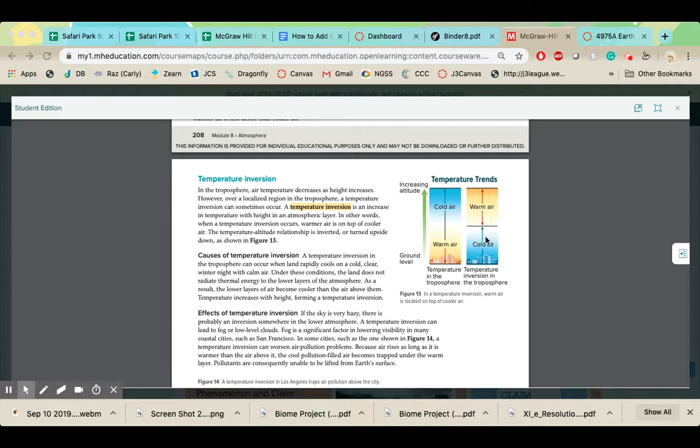But the cold air doesn't rise, it actually sinks. So it stays near the ground, and this warm air is actually up here, holding it in, and they're not mixing.